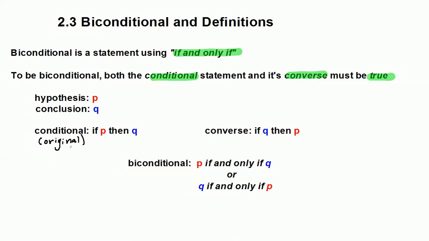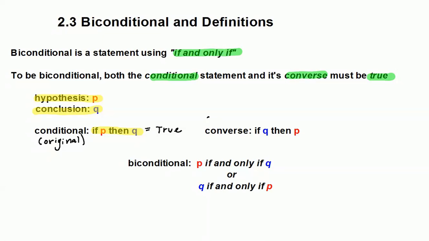So if our original conditional statement is "if P, then Q," P stands for our hypothesis, and Q stands for our conclusion. If we read this statement and it turns out to be true, then we have to do the converse.